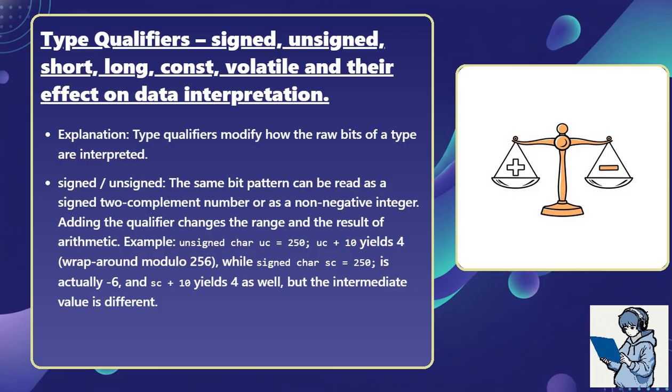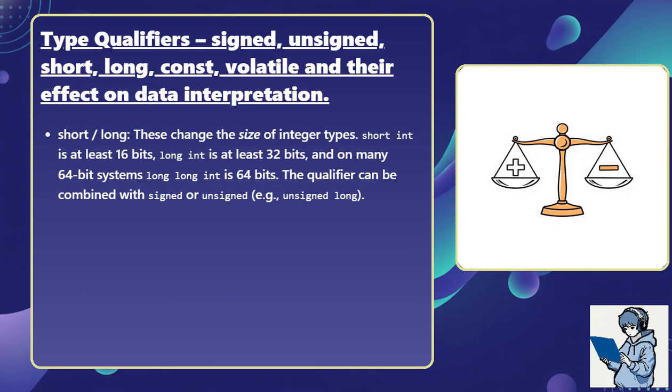Signed/unsigned. The same bit pattern can be read as a signed 2's complement number or as a non-negative integer. Adding the qualifier changes the range and the result of arithmetic. Example: unsigned char UC equals 250, UC plus 10 yields 4, wraparound modulo 256. While signed char SC equals 250, which is actually minus 6, and SC plus 10 yields 4 as well, but the intermediate value is different.